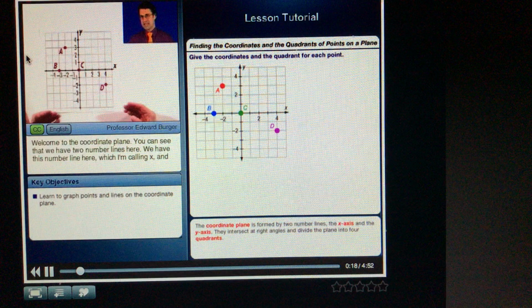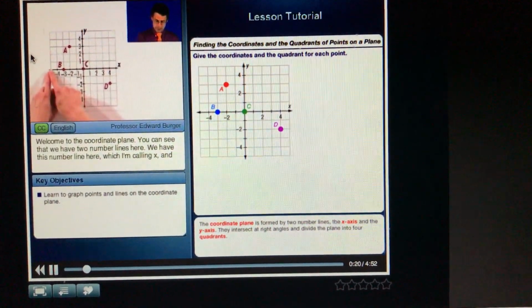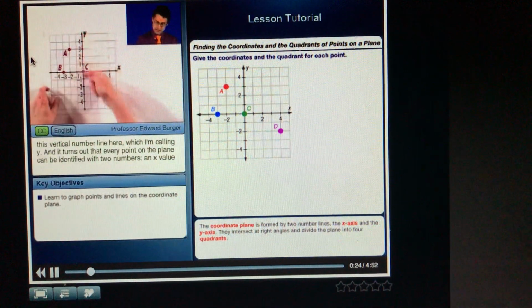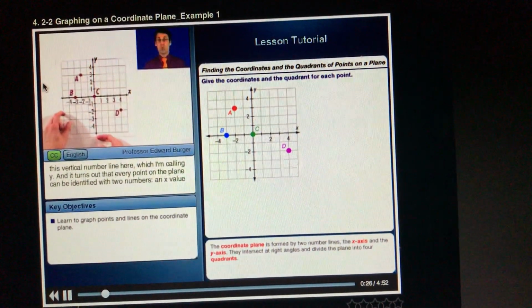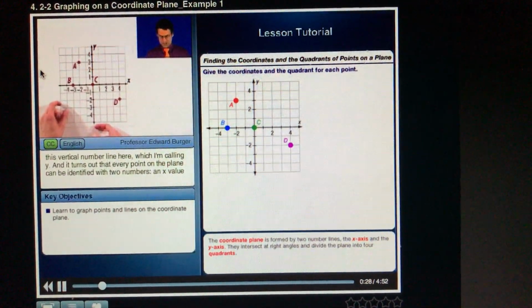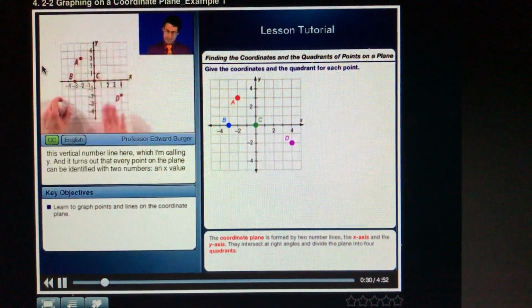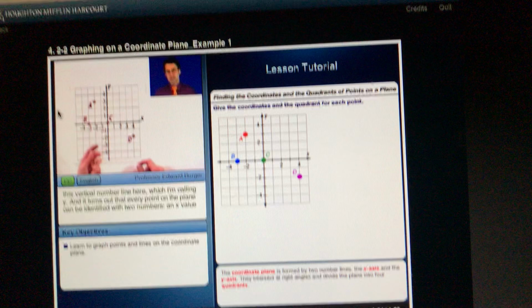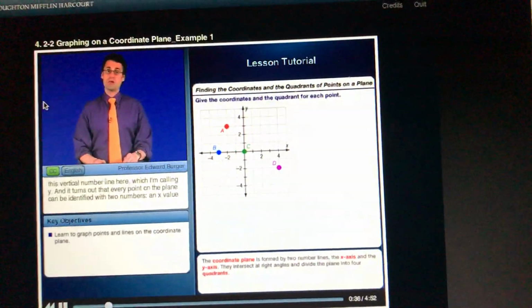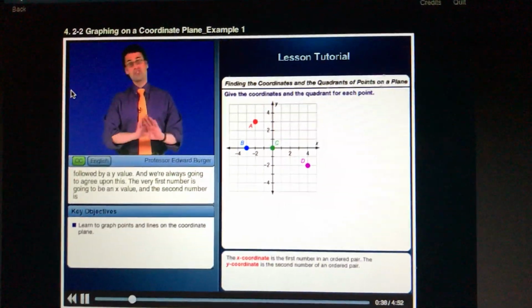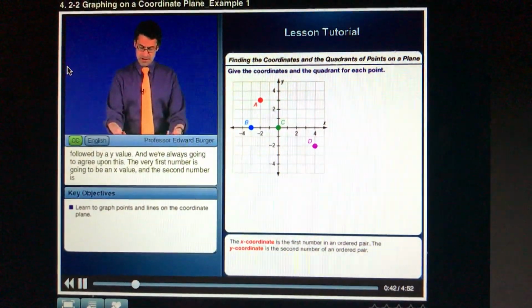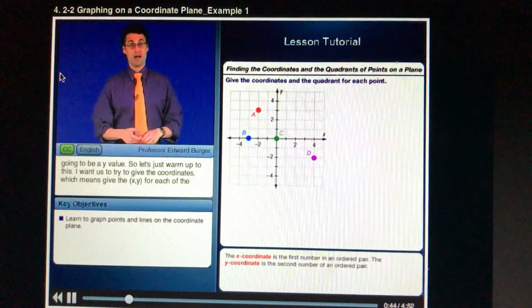You can see that we actually have two number lines here. We've got this number line here, which I'm calling x, and this vertical number line here, which I'm calling y. And it turns out that every point on the plane can be identified with two numbers, an x value followed by a y value. And we're always going to agree upon this. The very first number we're going to give ourselves is going to be an x value, and the second number is going to be a y value.